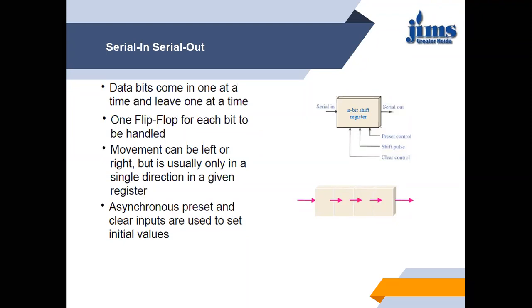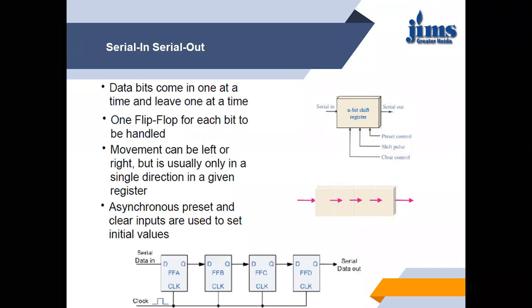If you want the register value to be 0, 0, 0, 0, then it will be a clear. If you want 1, 1, 1, 1, then you have to activate preset. So here we go. That is the basic serial in, serial out shift register. We have used 4 D flip-flops, data flip-flops. I have labeled them flip-flop A, flip-flop B, flip-flop C, flip-flop D. Clock is common to all flip-flops.